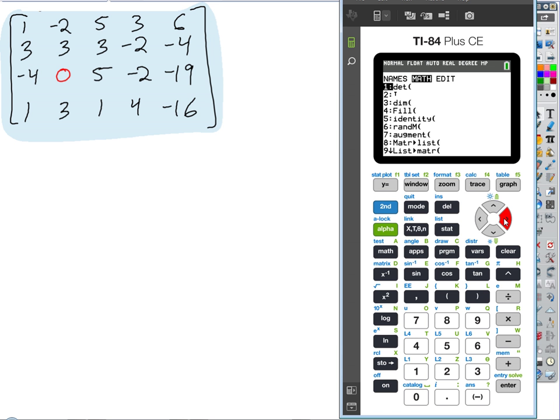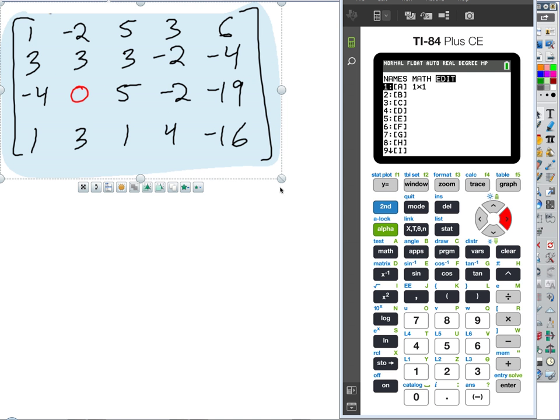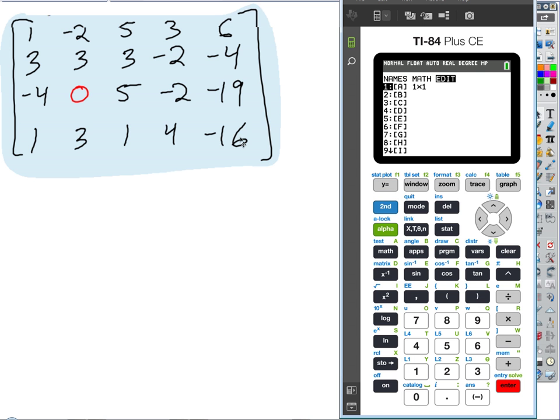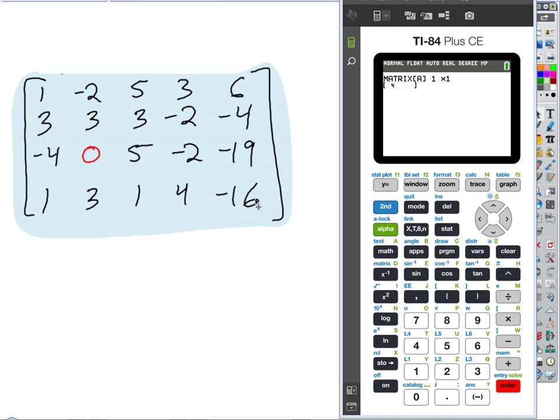And then edit. This is the one where we're always going to start. This is where we build the matrices. So we're going to build matrix A to match this matrix. Then we hit enter. First of all, we have to define the size of the matrix. Anybody tell me what the size of that's going to be? 4 by 5. Right, it's always the number of rows by the number of columns. So this is going to be 4, enter, 5, and then it builds the template.